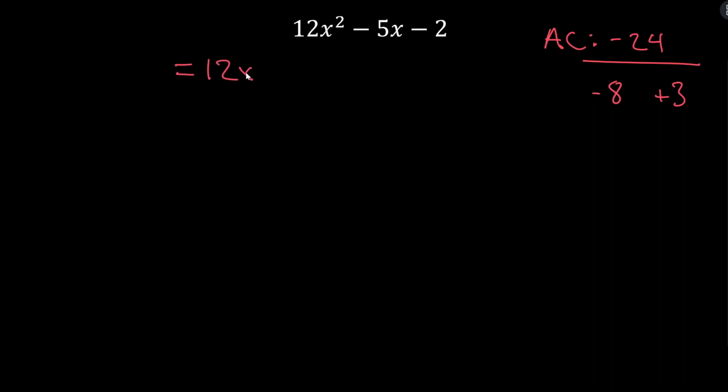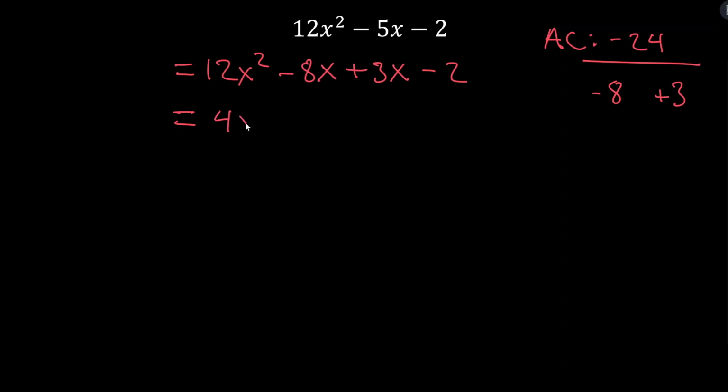And so this is equal to 12x squared. I'm just going to write it out as minus 8x plus 3x minus 2. Okay, so what's my next step? This is going to be one of those weird ones where I'm already looking ahead at my last two terms and seeing that they don't share a common factor. And so I'm already thinking ahead about that. So, what can I take out here?